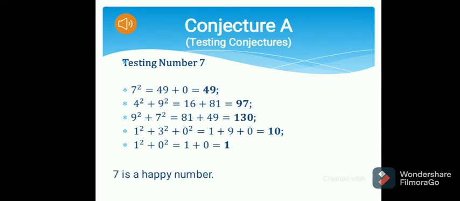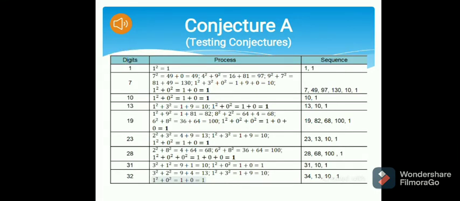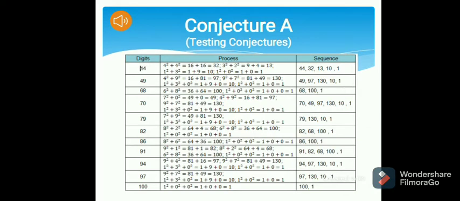Given number 7, here's the data that we made and the calculation of every happy number. We calculated each number and classified them as happy numbers. So we can see the process and the sequence of each happy number consecutively.